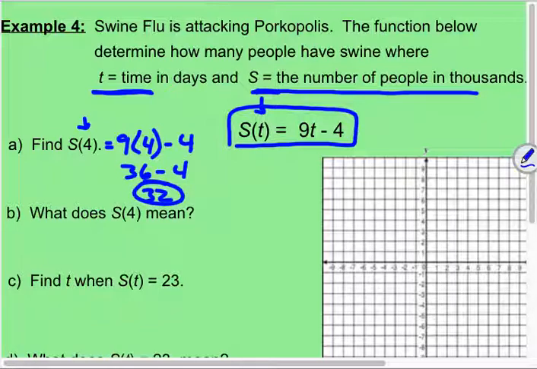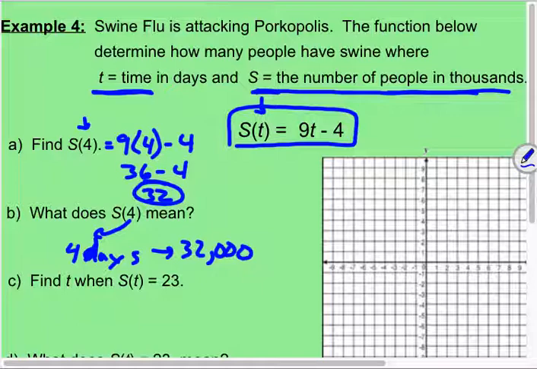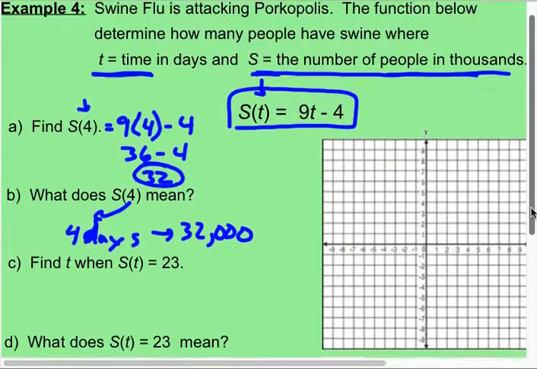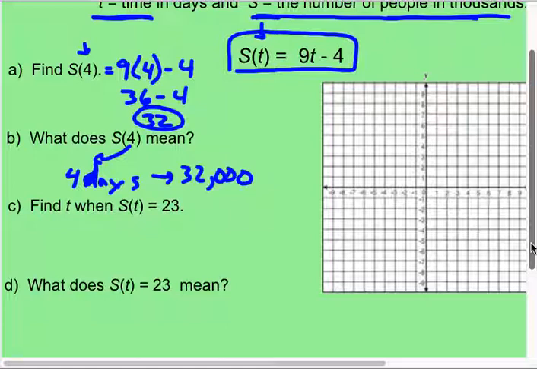Now what does that 32 really mean? Now that's people in thousands. Okay? So what does S of 4 mean? Well, the 4 is 4 days. And after 4 days, 32,000 people, because it's in thousands, so 32 multiplied by 1,000, 32,000 people have swine flu. So that's a lot of people after 4 days. So it's moving rapidly. Okay, we did a little bit of this with the last problem.